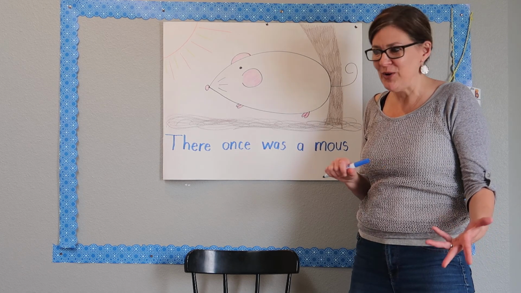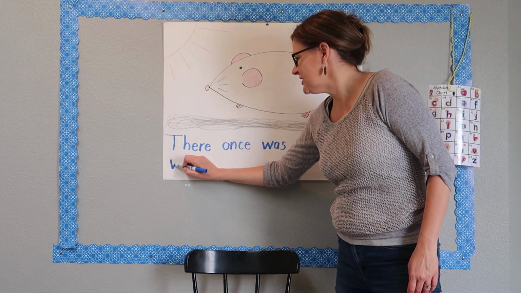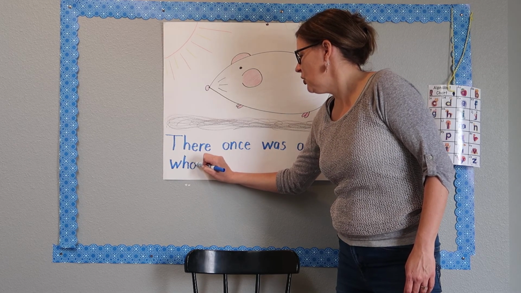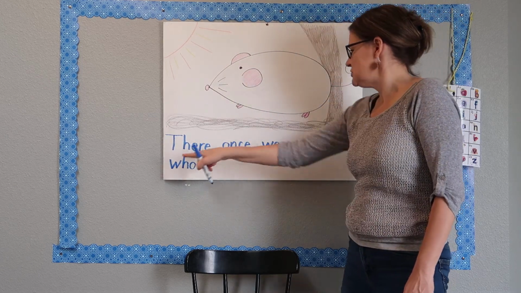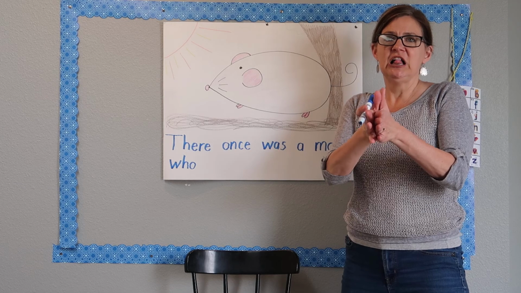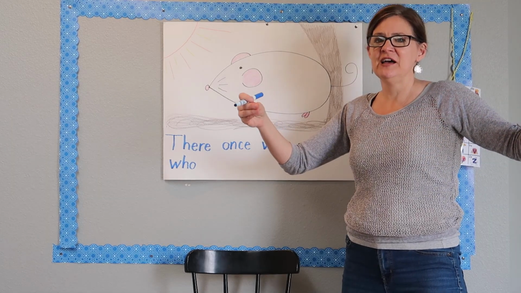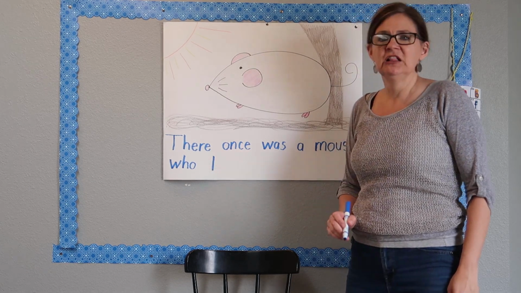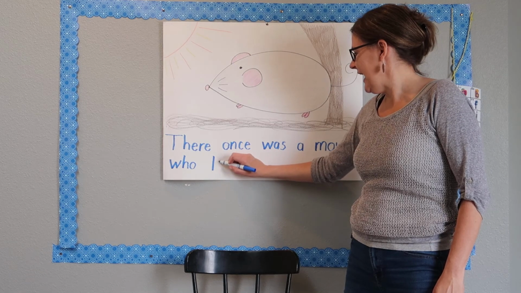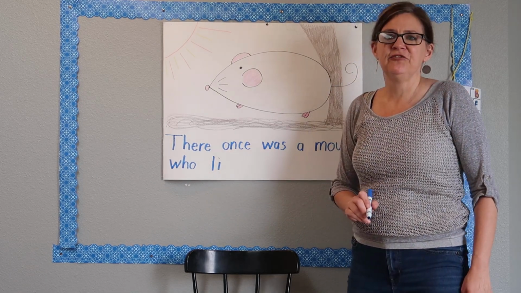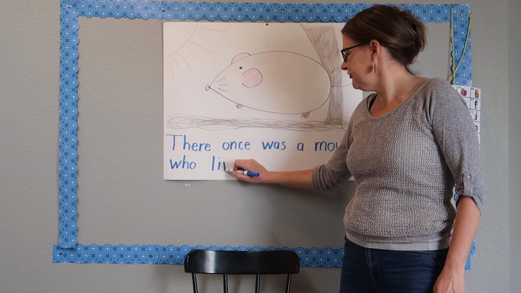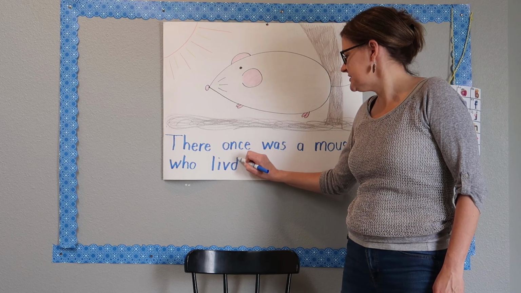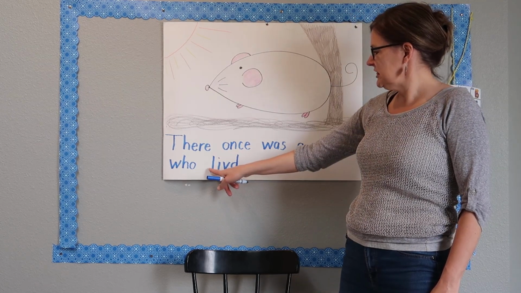Our next word is a word wall word. It's the word who. We should have that one memorized. W-H-O. There once was a mouse who lived. Let's stretch out lived. Lived. Lived starts with an L, like a Larry Lion. I-V. Let's check and make sure I got all the sounds in that one.